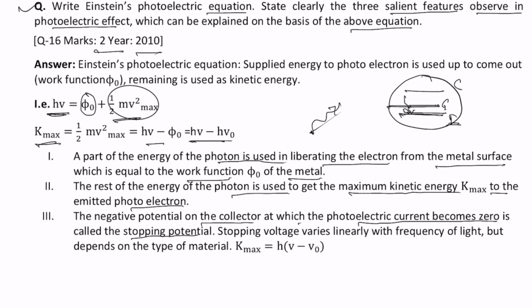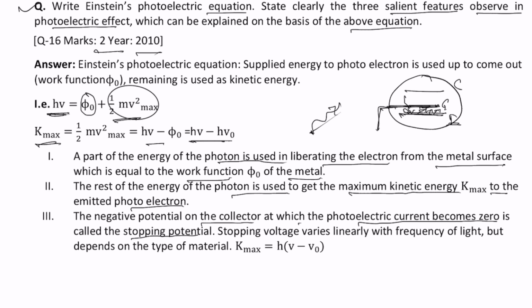So when the electrons are emitted from the surface, these electrons can be prevented from reaching the collector by applying the negative potential. This potential which is applied on the grid to stop the emitted electrons is called the stopping potential. So if we supply this much energy to stop the electron, it will stop emission.